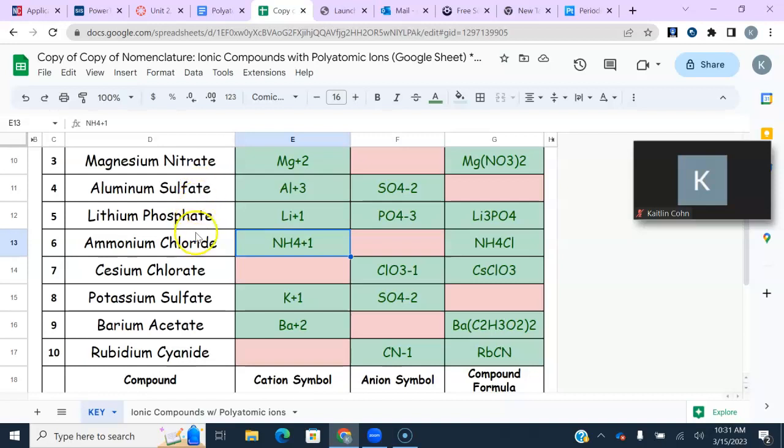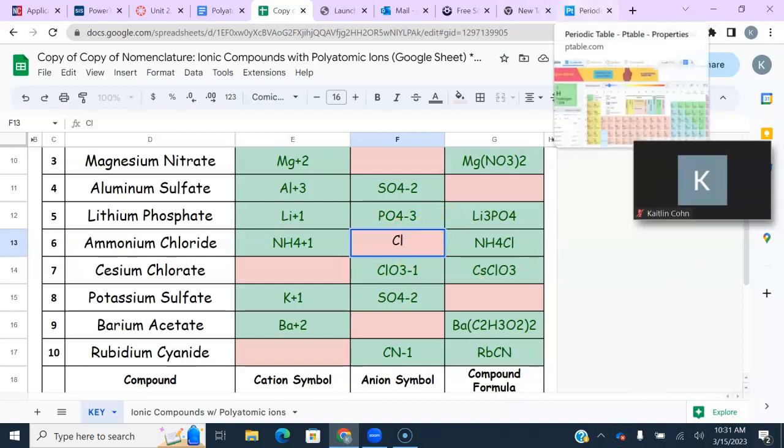But if it ends in IDE, that's going to be my indication that this is just one single element. So chloride would be chlorine. Okay, so that's based on our ionic bonding naming rules. So since this ends in IDE and it's a chloride, I just have to figure out what the charge of chlorine is, and then we'll type this into our box. So Cl, not O3, it's just Cl.